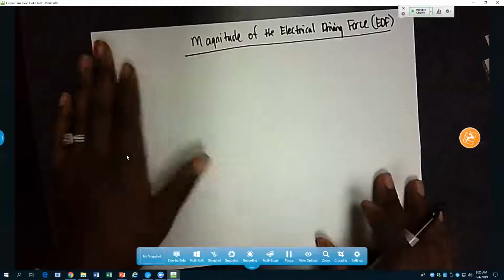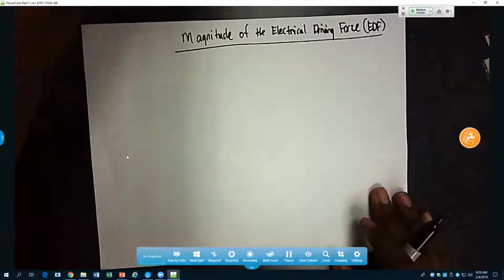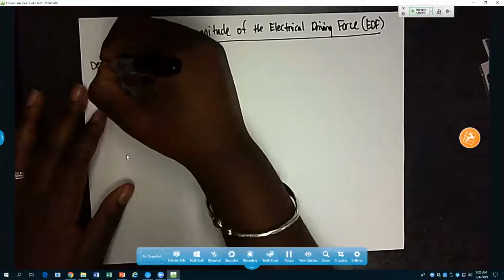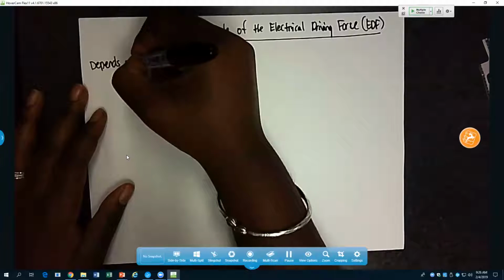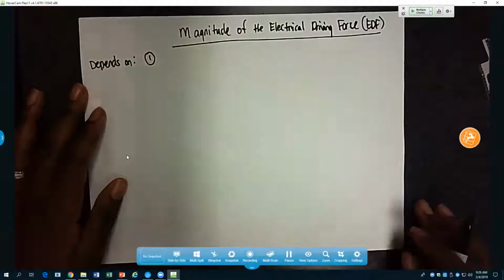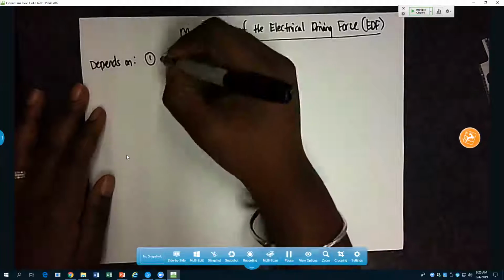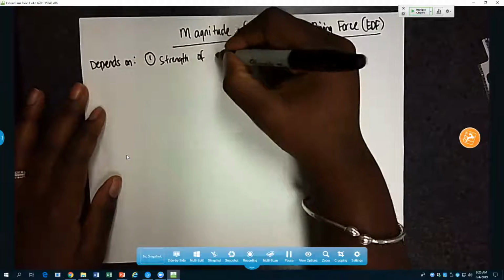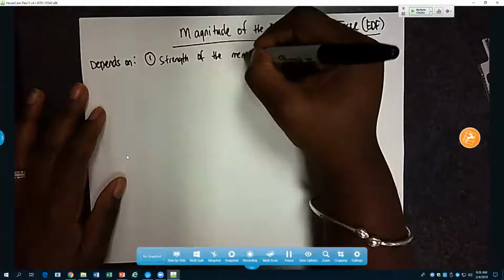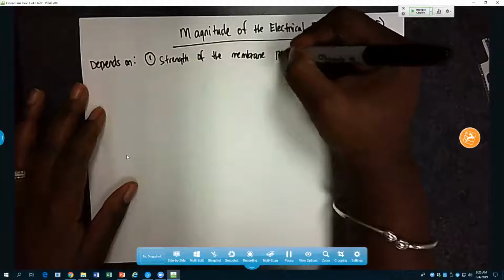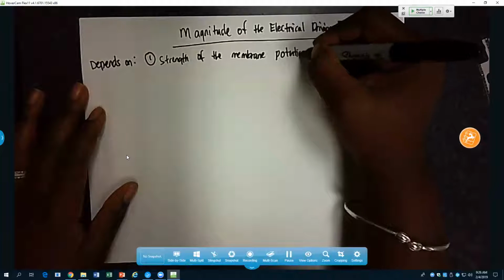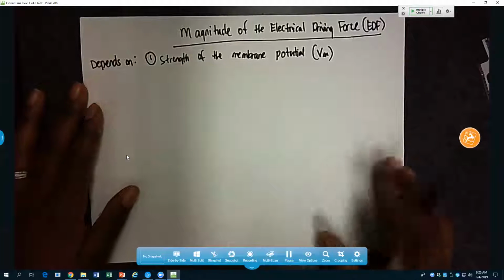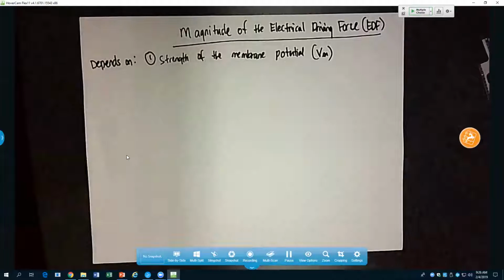And this is basically how strong is that force? How strong is that electrical driving force? And that is going to depend on two things. That is going to depend on the strength of the membrane potential, right? The strength of the membrane potential, right? Or the degree of the separation of charge.